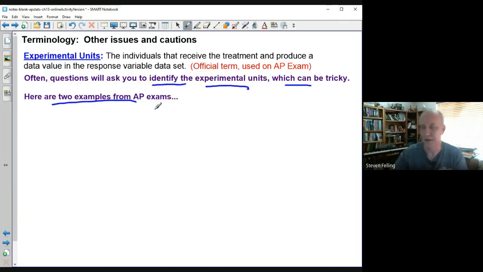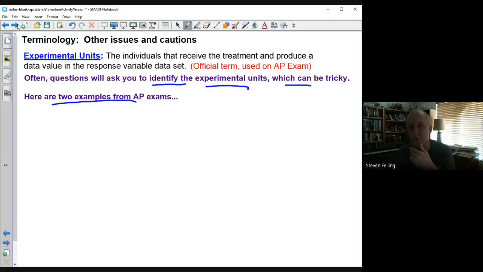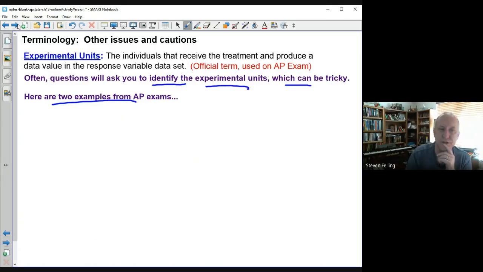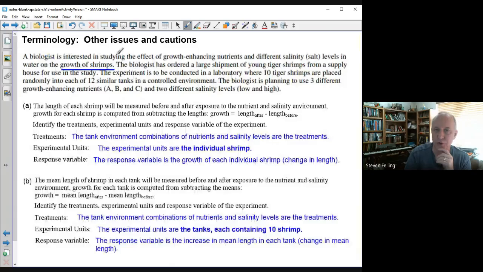So I wanted to show, as the last bit here, 2 examples from actual AP exams. This says a biologist is interested in studying the effect of growth enhancing nutrients and different salinity or salt levels in water on the growth of shrimps. The biologist has ordered a large shipment of young tiger shrimps from a supply house for use in the study. The experiment is to be conducted in a laboratory where 10 tiger shrimps are placed randomly into each of 12 similar tanks in a controlled environment. The biologist is planning to use 3 different growth enhancing nutrients and test 2 different salinity levels, right? So we have 2 factors here, right?